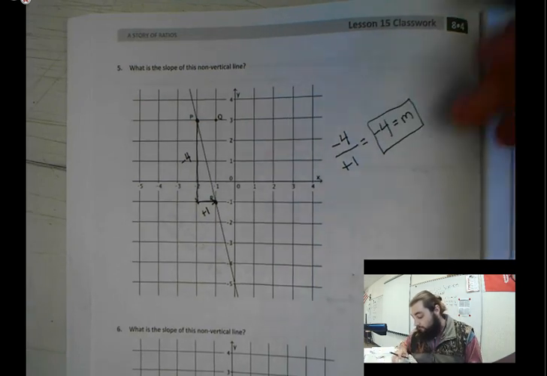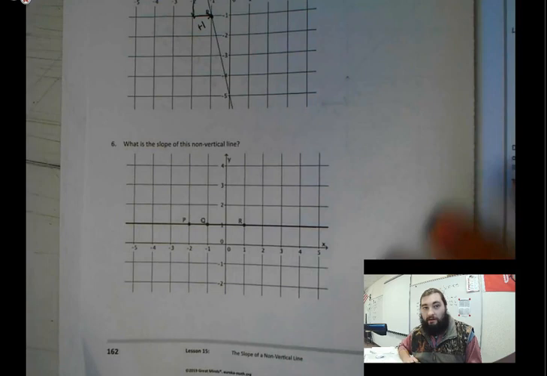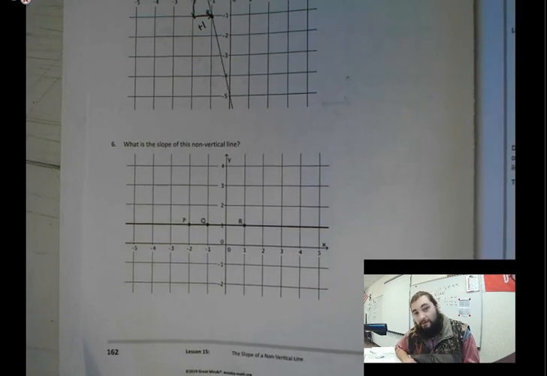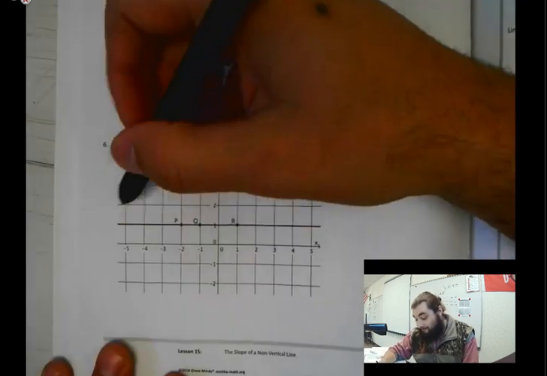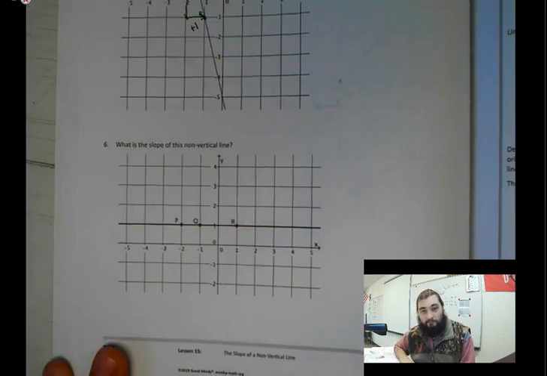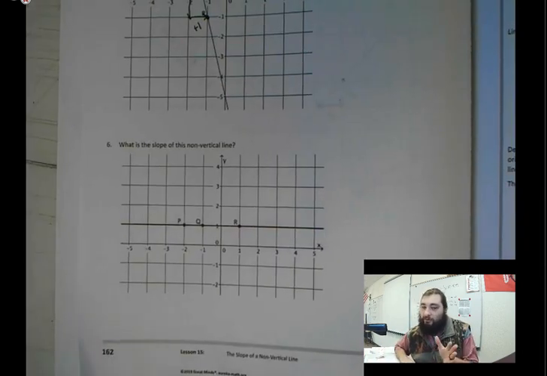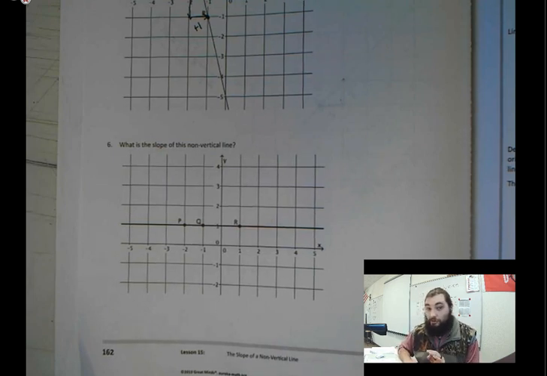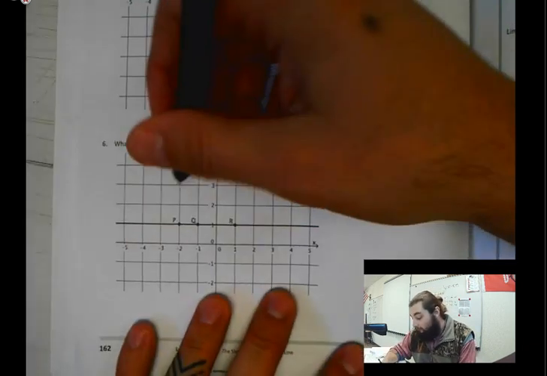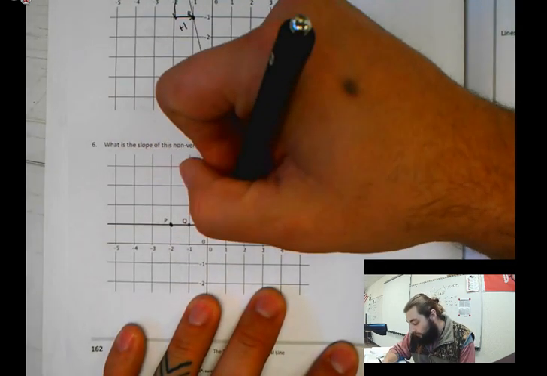Fantastic. And then finally, question number 6. Question number 6 is a little bit tricky. They try to confuse you here. We have seen one that looks like this before. We haven't looked at it in terms of its slope, but we have seen these types of lines, these types of equations before, back in lesson 14. So again, we're looking at how do we get from point P to point R.